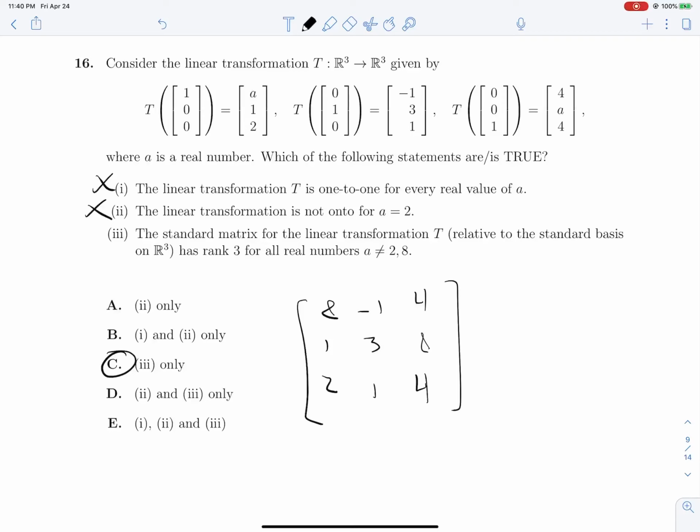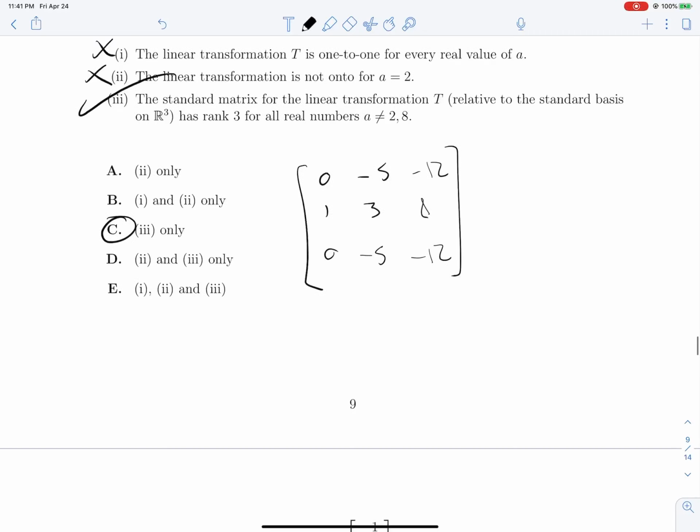Let's subtract 4 row 3's from row 1. That gives us 0 here, minus 5, minus 16, so negative 12. Let's subtract 2 row 2's from row 3. 0, minus 5, minus 16, so negative 12. Well, there you go. You can use row 1 to set row 3 equal to 0, and this is true. That is true right there, because we will have rank 2 for A equals 8 or A equals 2, so 16 is C.